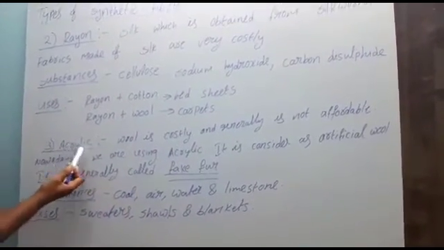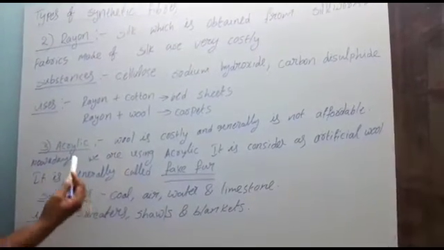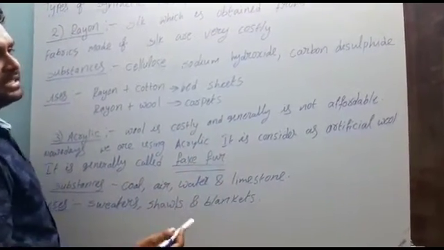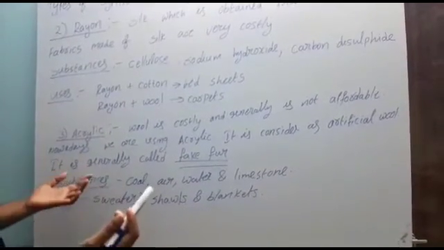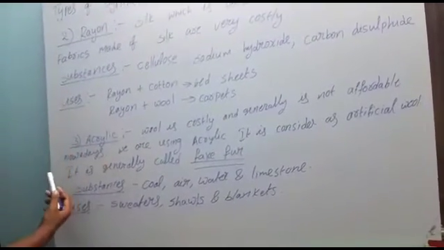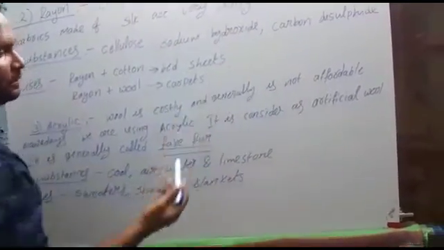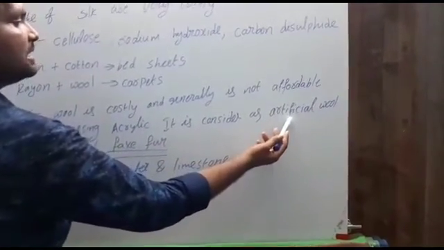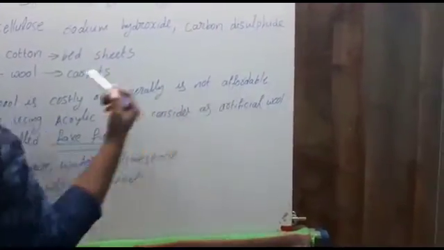And another one is acrylic. Acrylic is used instead of wool. Why are we using it instead of wool? Wool is costly and generally not affordable. It means wool is not available in large quantity in our nature. So instead of wool, we are using acrylic. Nowadays we are using acrylic. It is considered artificial wool, because we are using it instead of wool. That's why we call it artificial wool.